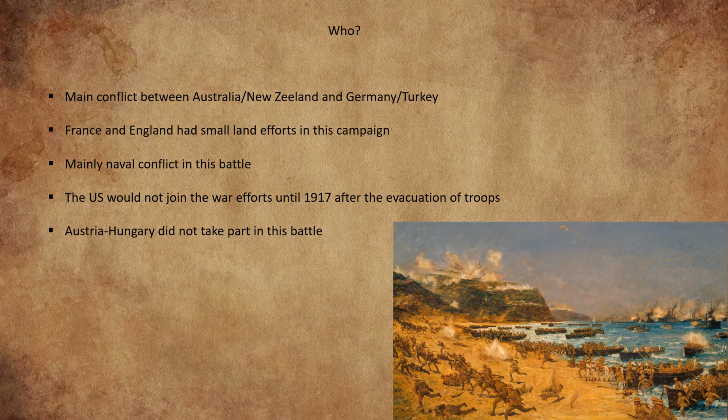France and England had land efforts, but they were relatively small because they had the majority of the naval campaign and the boats that were trying to go through the straits, which the troops were trying to clear the path for and sweep for landmines and such. It was mainly a naval conflict in this battle, which was their attempt in the first place, to do strictly naval conflict, but that ended up not working out.